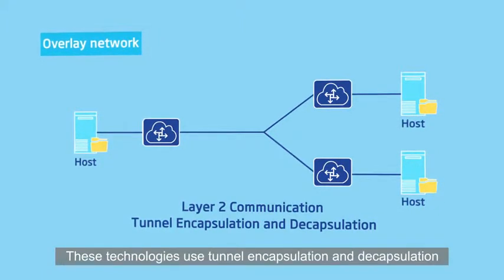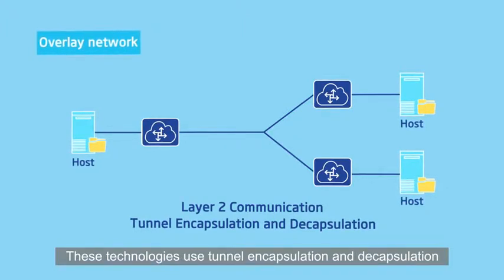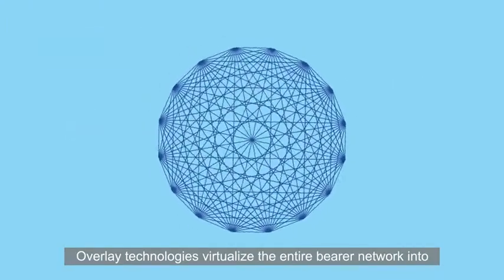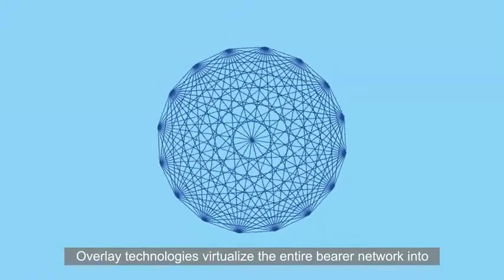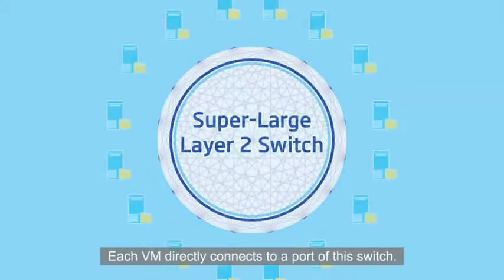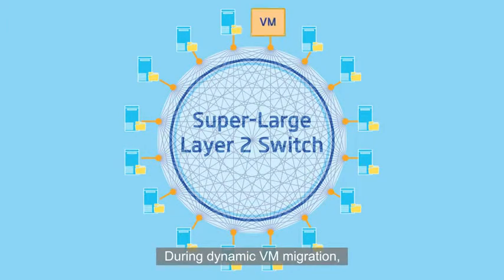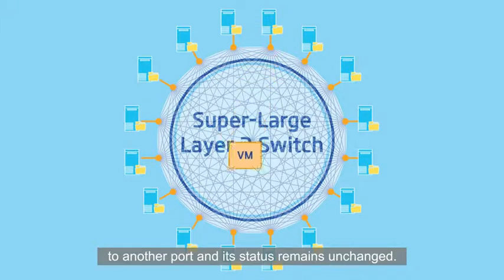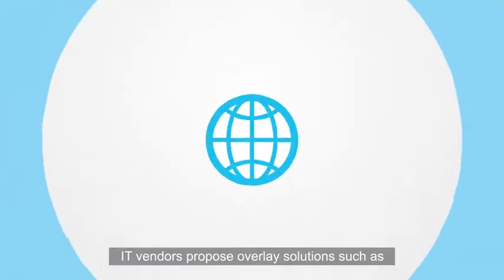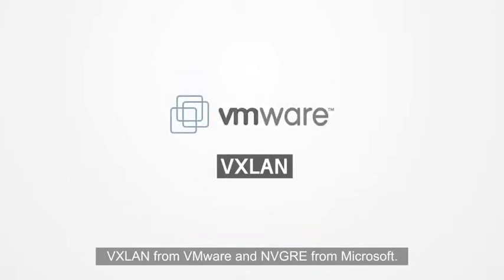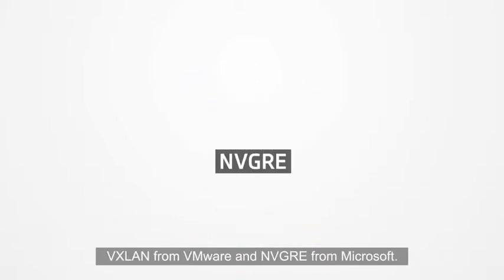These technologies use tunnel encapsulation and decapsulation to overlay a large Layer 2 network on a bearer network. These technologies are called overlay technologies. Overlay technologies virtualize the entire bearer network into a super large Layer 2 switch. Each VM directly connects to a port of this switch. No loop occurs. During dynamic VM migration, a VM is migrated from one port to another port, and its status remains unchanged. IT vendors propose overlay solutions such as VXLAN from VMware and NVGRE from Microsoft.